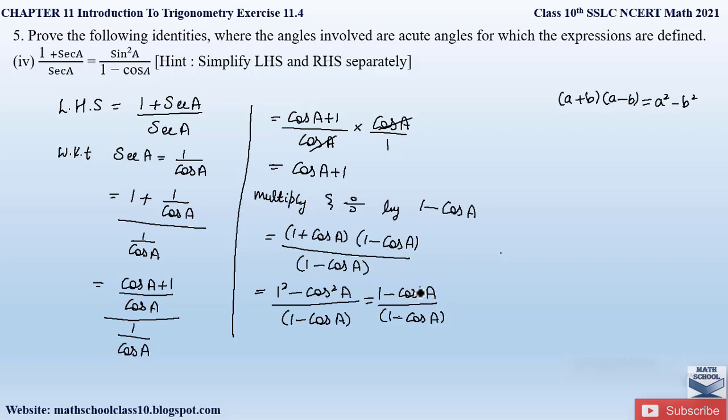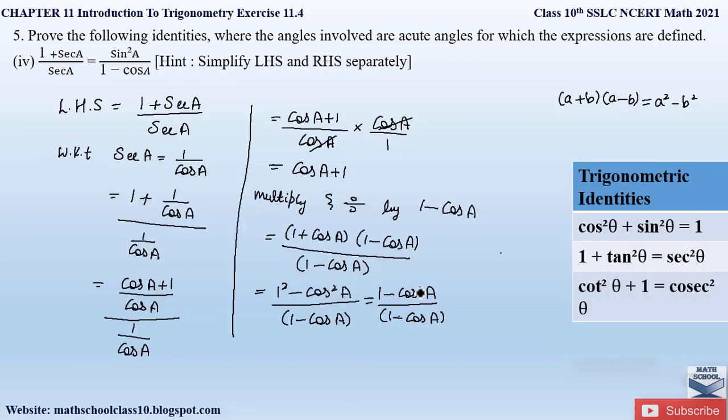Okay, so here in the numerator now we can apply our trigonometric identity, that is cos square theta plus sin square theta is equal to 1. When we send this cos square theta to right hand side, we will get sin square theta is equal to 1 minus cos square theta, right? So 1 minus cos square a can be written as sin square a. So let us do that. Sin square a divided by 1 minus cos a.